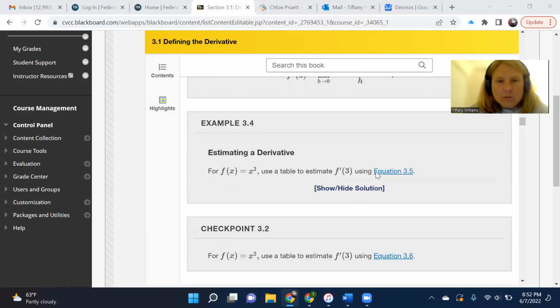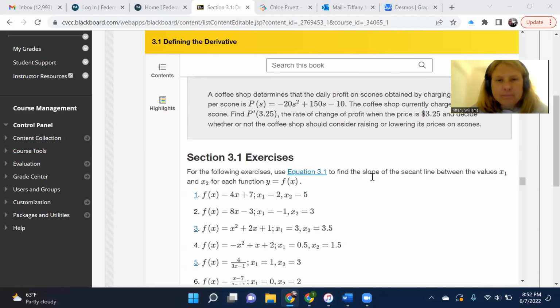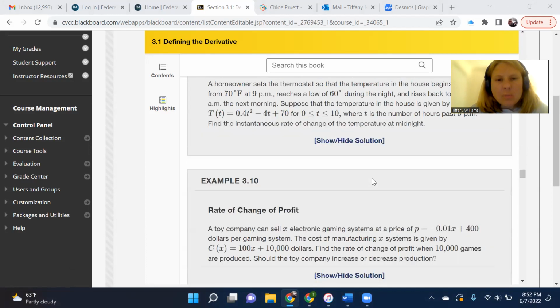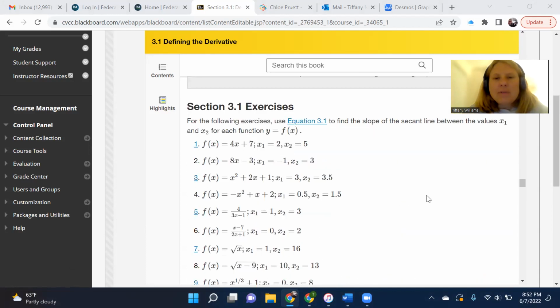So let's go do some examples now. I want to start with number 3. Number 3 says for the following exercises, use equation 3.1 to find the slope of the secant line between the values of x1 and x2 for each function y equals f of x.